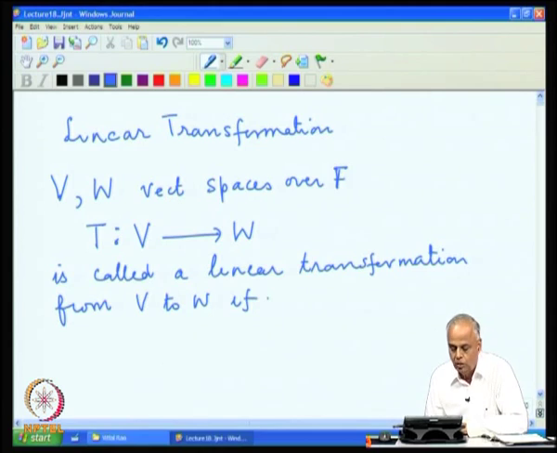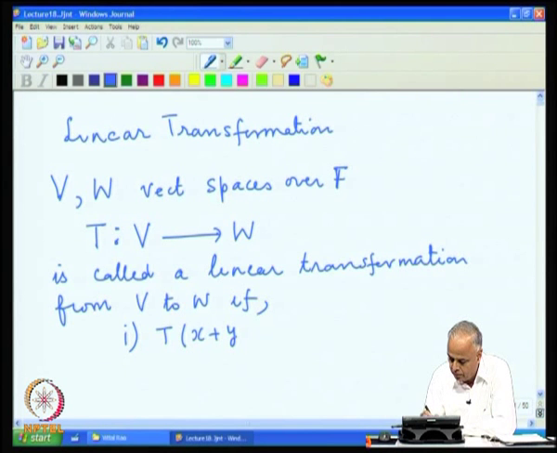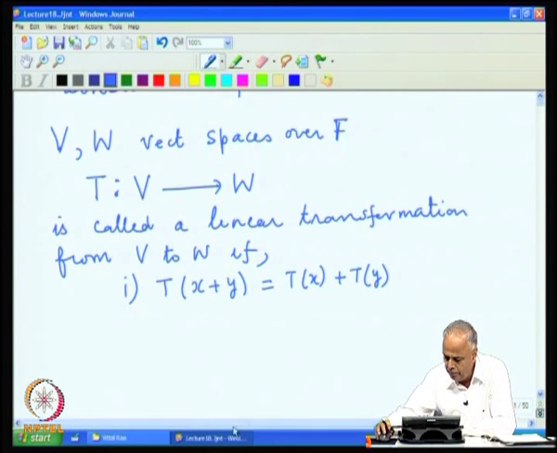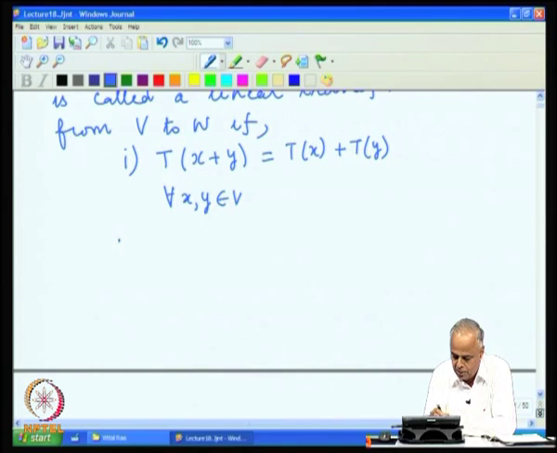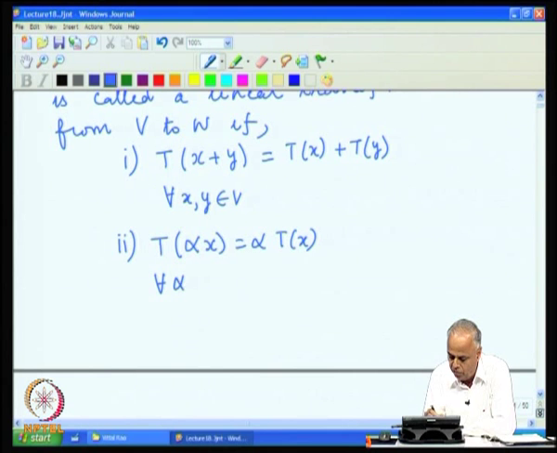If what should it do? Since V and W both have vector space structures, both have addition and scalar multiplication, and we want this T to preserve the structure of addition and scalar multiplication. So, it is called a linear transformation if, one, it preserves addition. That means T of x plus y must be equal to T of x plus T of y for every x, y in V. Similarly, it should preserve scalar multiplication, that is T of alpha x must be equal to alpha T of x for every alpha in F and for every x in V.